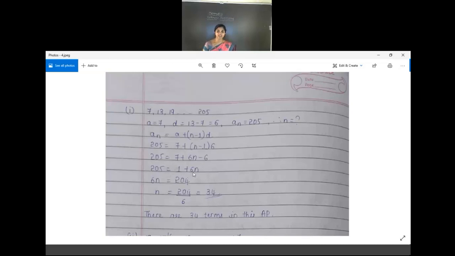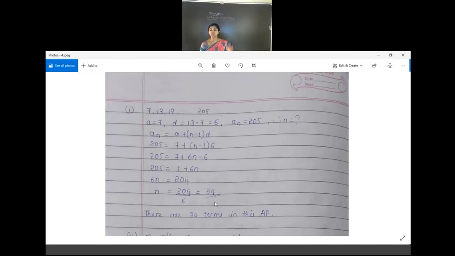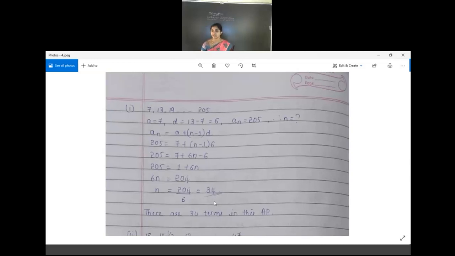Then you can take the next step as 6n is equal to 204. Then n is equal to 204 divided by 6, that is 34. So there are a total of 34 terms in the AP.